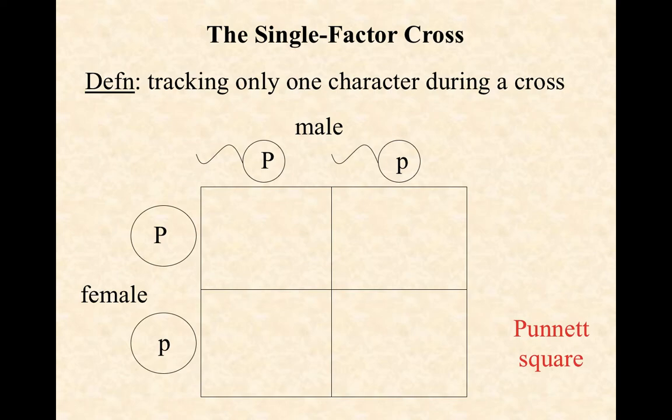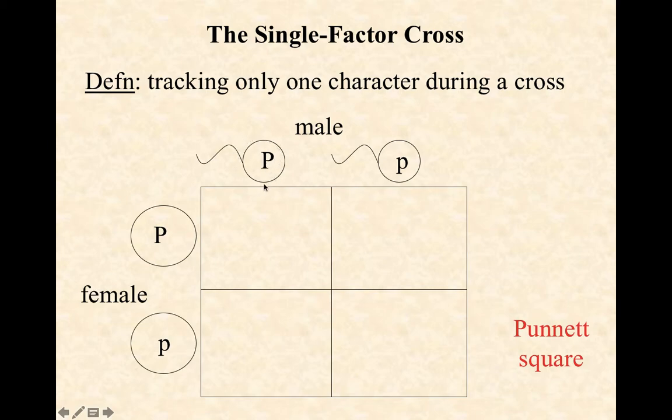It's just a little 2x2 matrix where across one side you put one set of the gametes, and across the other side you put the other set of gametes. Then in each box you want to enter the genotype of the zygote that's produced upon fertilization.